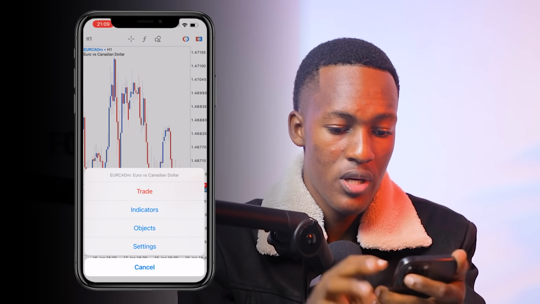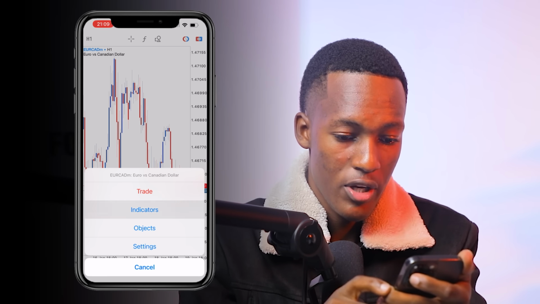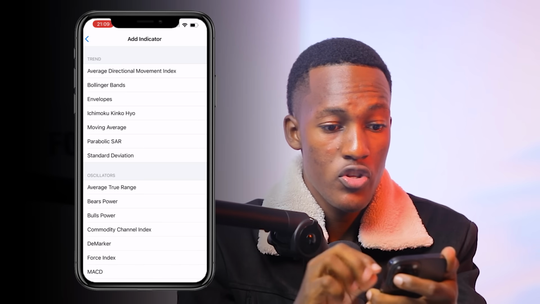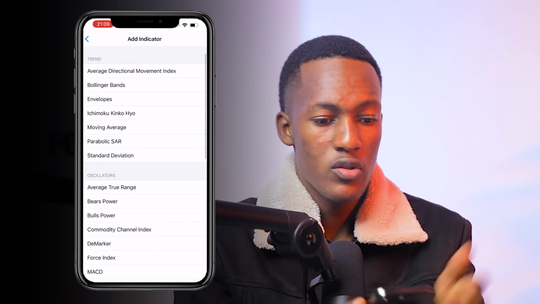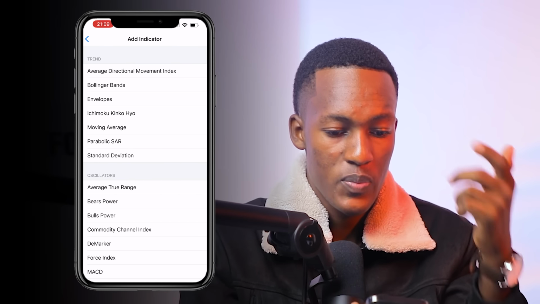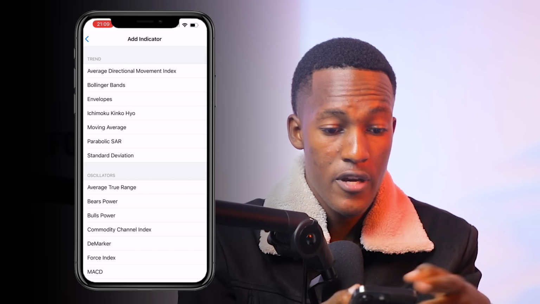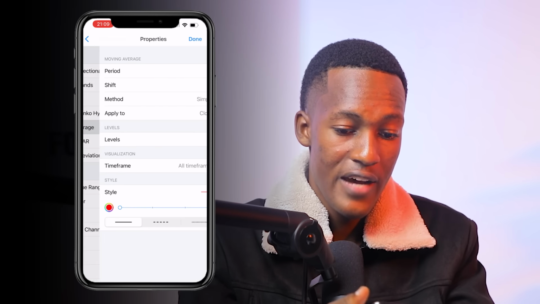Now let me go ahead and show you how you can use these indicators on your MT5 or MT4. On your phone, just click on the screen, then come to indicators. Perfect, click on the plus. This time around you can see we have trend. In the trend indicators we have Bollinger Bands, envelopes, Ichimoku cloud, moving average, parabolic SAR, standard deviation. This time around we only need the moving average.